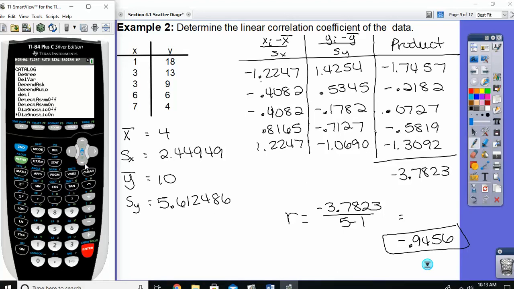Hit enter. And it says diagnostic on your screen. Hit enter one more time and it should say done. Now we've turned that feature on our calculator. Unless you reset your calculator, it won't go away. So it should be there. You won't have to do this every time. Now I want to go to stat, calculate.